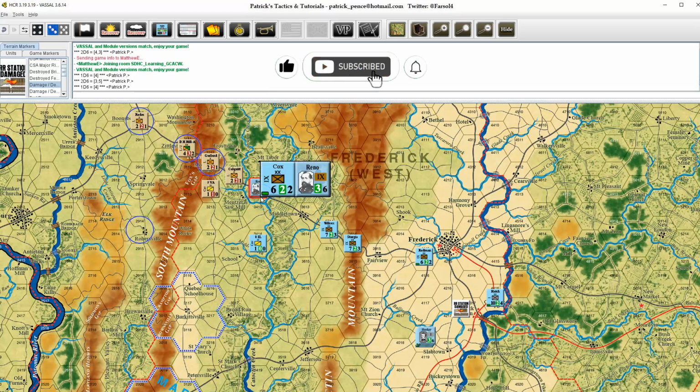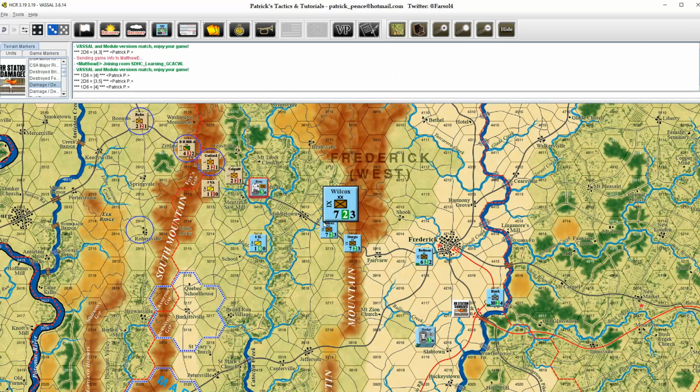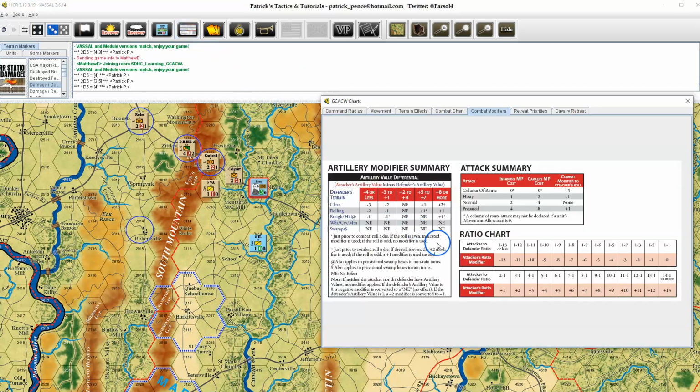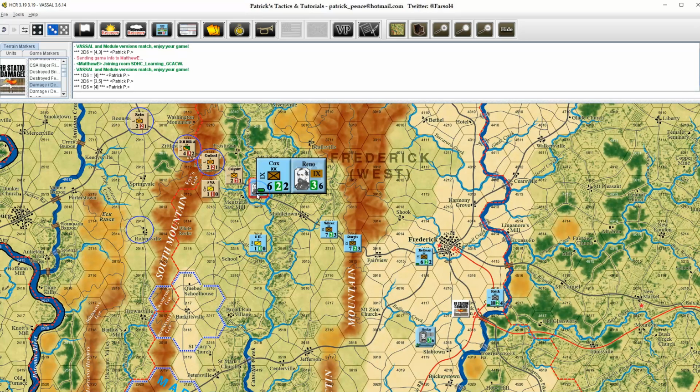So Cox has 6 manpower, Colquitt has 2 manpower. That means he is 3 times as large. So at 3-to-1 odds, if I look back at my little chart there, I will get a +2 attacker to defender. So that's another couple of points that I get there. So I've added +1 for the type. I get +2 because I'm attacking at 3-to-1. I also have a leadership tactical advantage because Reno himself is a 3 versus Colquitt's 2. So there's another +1 that I get.